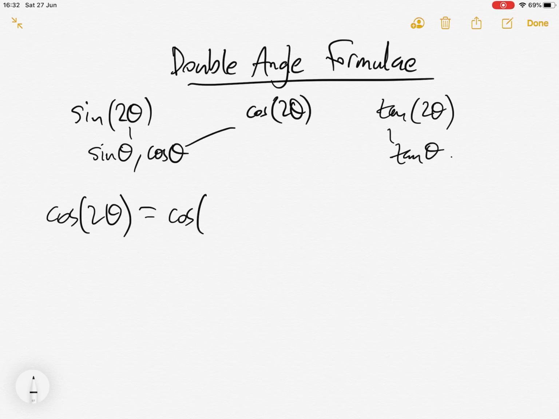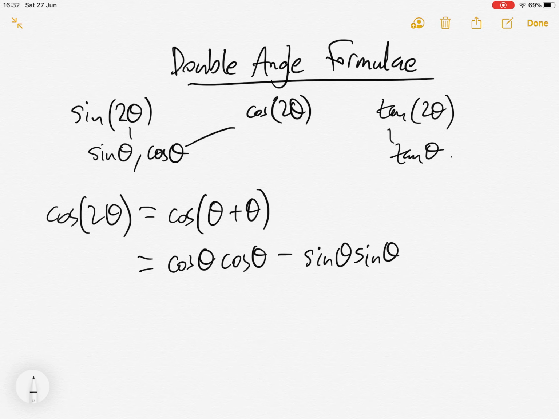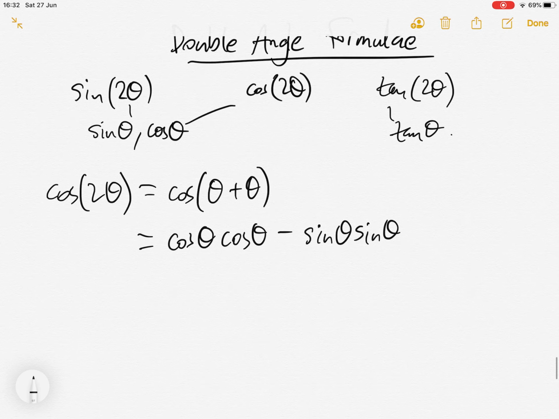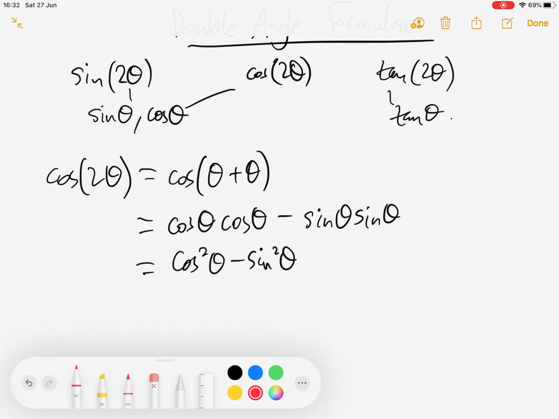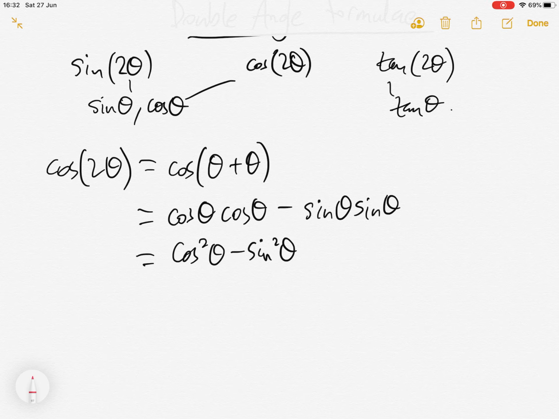So this is the same as cos theta plus theta, and then recall from the formula book, cos A plus B is cos A cos B minus sine A sine B. And so this is cos squared theta minus sine squared theta. And there are a couple of different ways we could rewrite this. So cos 2 theta equals this is the first important thing.